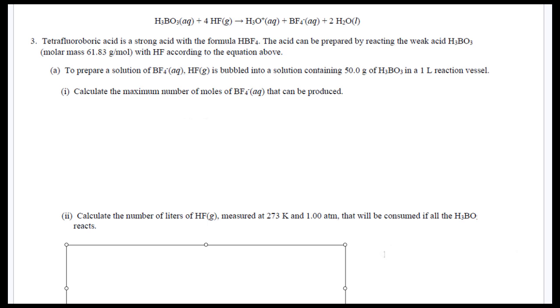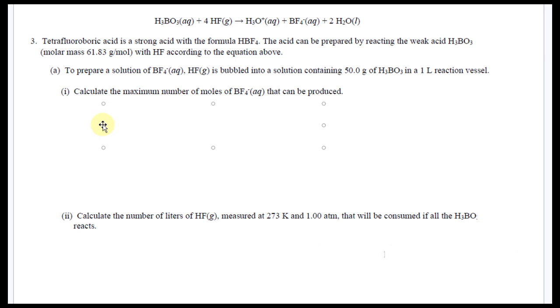So here's the question. Calculate the maximum number of moles of BF4- that can be produced. We've got a reaction. It's a 100% reaction, and we use our boric acid to make it. Now, they gave us 50 grams of boric acid. Well, we've got a mass, we've got a formula, and they even give us the molar mass. We can do some quick calculation.